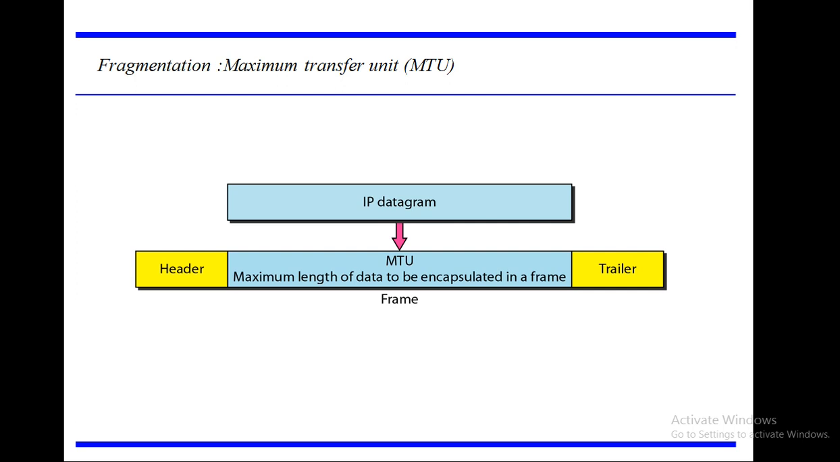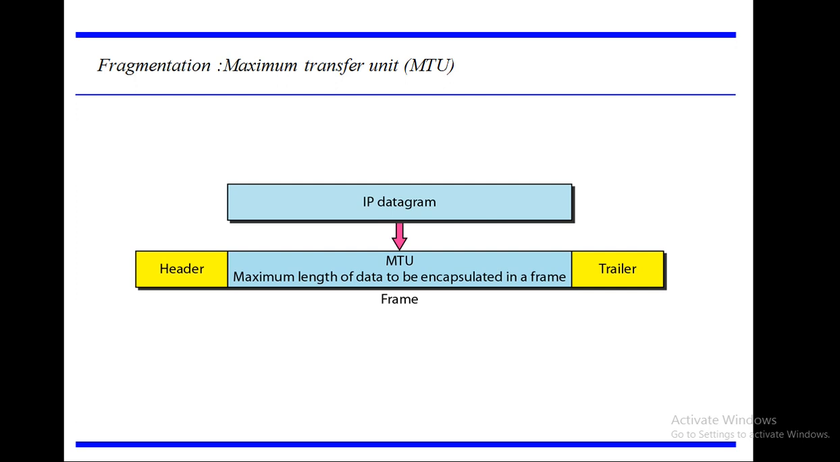I have shown two diagrams, that means the diagram includes two levels. The first one is the IP datagram, which is given by the network layer to whom? The data link layer, that is the layer below. The data link layer will add its own header as well as the trailer. Between the header and trailer, whatever is there, that is the MTU, the maximum transfer unit.